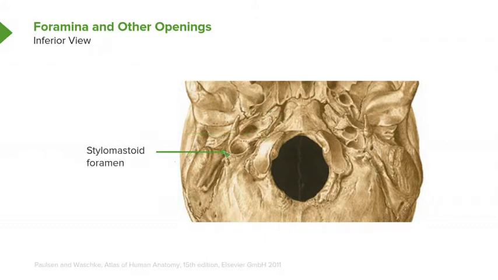Here we're looking at an opening that lies between the styloid process here and the mastoid process up more laterally. This is the stylomastoid foramen. Here we've identified the jugular foramen. And then lastly, the very large foramen magnum is seen right in through here.